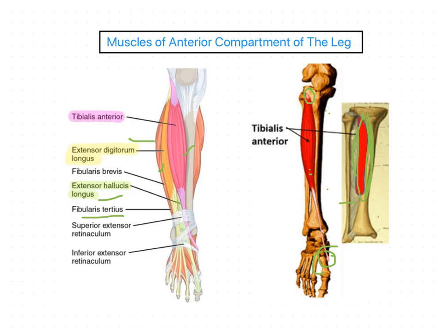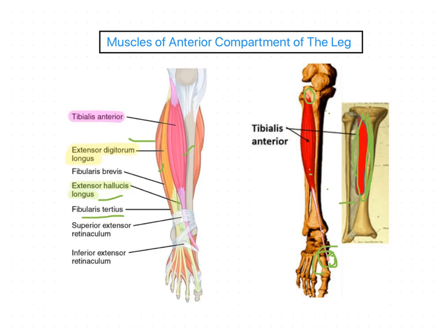So here you can find this. It is attached to the infero-medial surface of the medial cuneiform. As we know that there are three cuneiforms: medial, intermediate and lateral cuneiforms. So in that, the infero-medial surface of the medial cuneiform, and also the adjoining part of the base of the first metatarsal bone.